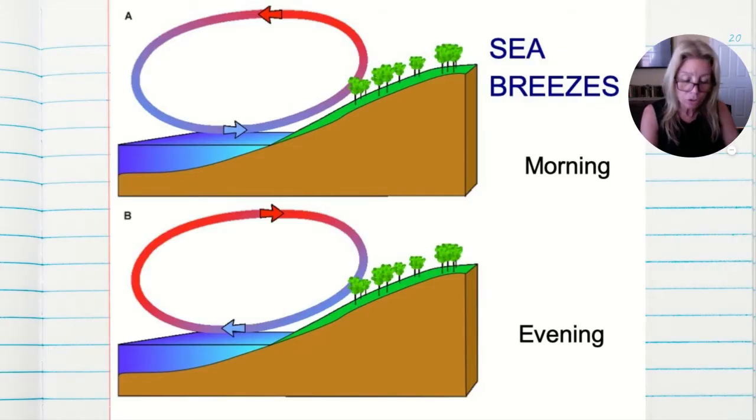In the morning, you have an onshore breeze. Land heats up, air above the land rises due to heat, replaced by air over the ocean. So you have an onshore breeze. And then you have everything there in your notes for the offshore breeze in the evening.